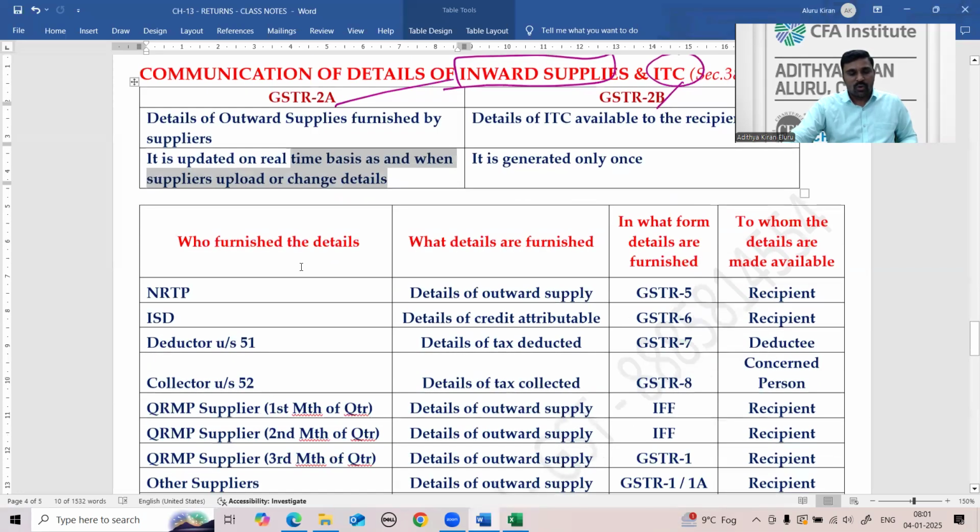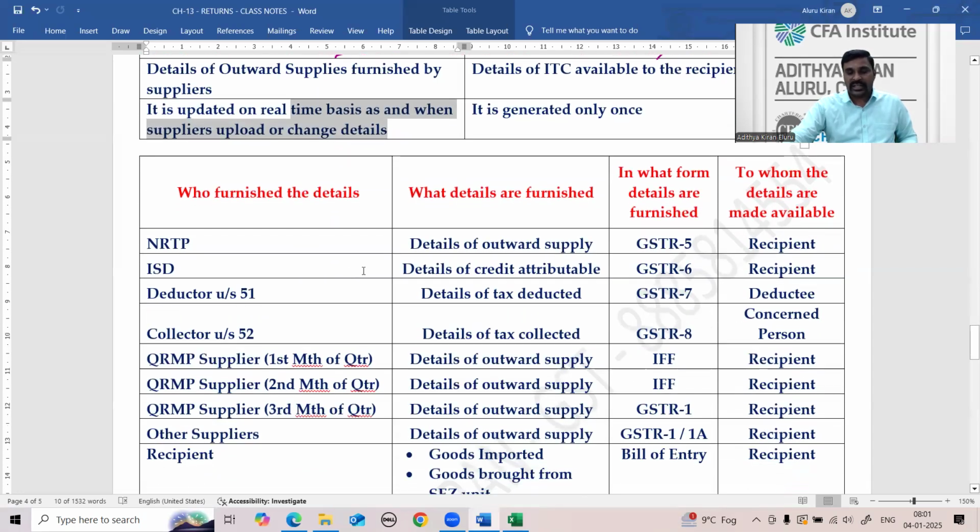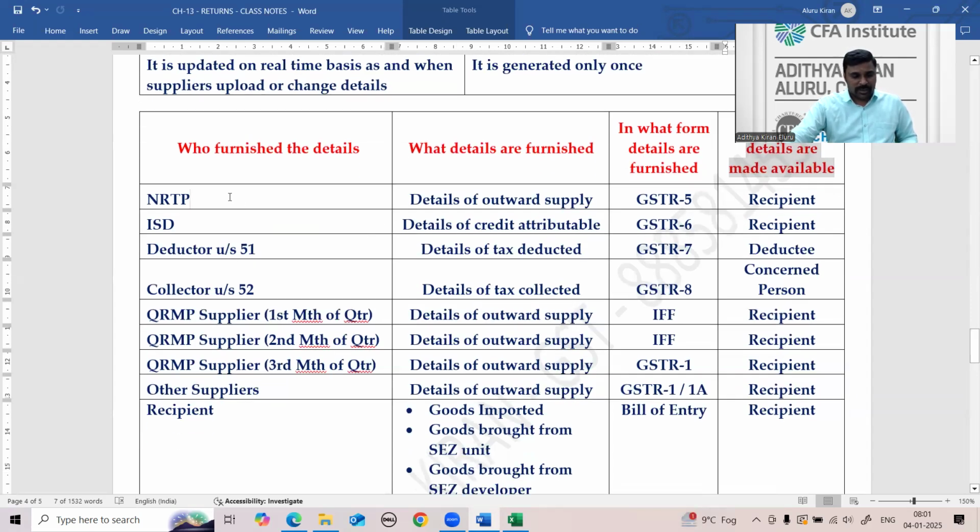Next. Who furnished the details, what details they have furnished, in what form the details are furnished, and to whom the details are made available. Look at this. NRTP, non-resident taxable person. They are furnishing the details. What details? Same, details of outward supplies. In which form? GSTR 5. To whom are those details available? To the recipient.